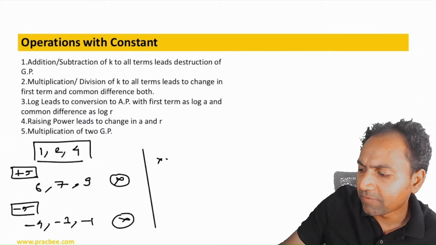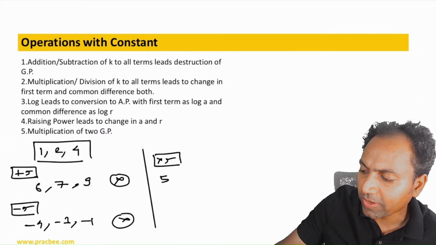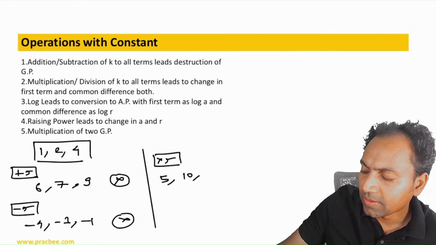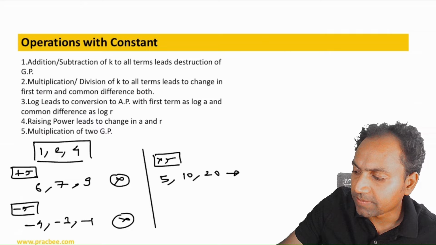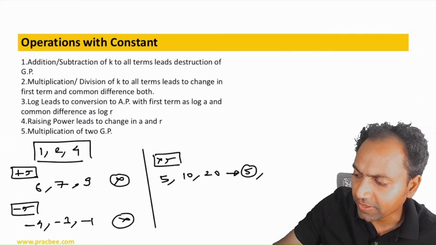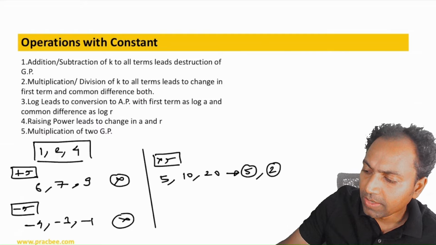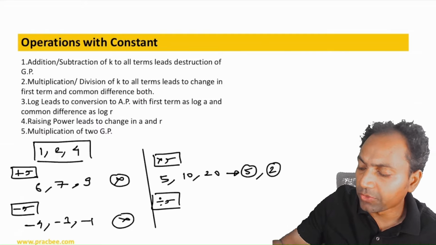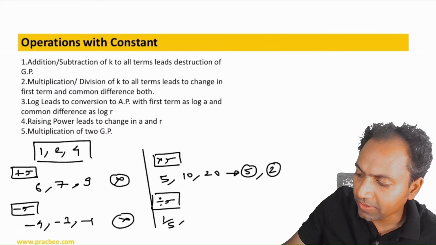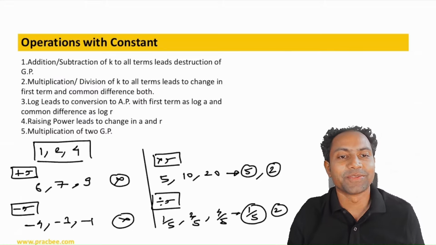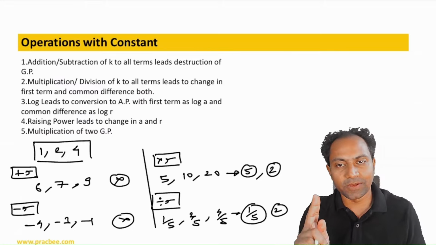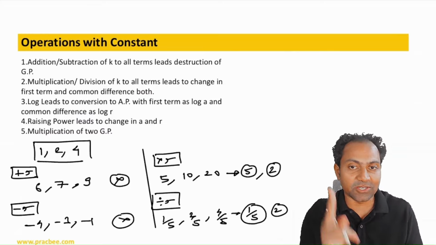But if I multiply with 5, something magical happens. It becomes 5, 10 and 20. You can see that it is again in GP and the common ratio remains the same. Only the first term has changed, it has become 5 times, and the common ratio still remains the same. If I divide by 5, again what you will observe is this becomes 1 by 5, 2 by 5 and 4 by 5. Still you can see that the first term has changed, but the common ratio has remained the same. So in addition and subtraction, it will no more be in GP. For multiplication and division, it will be in GP, just the first term will change.